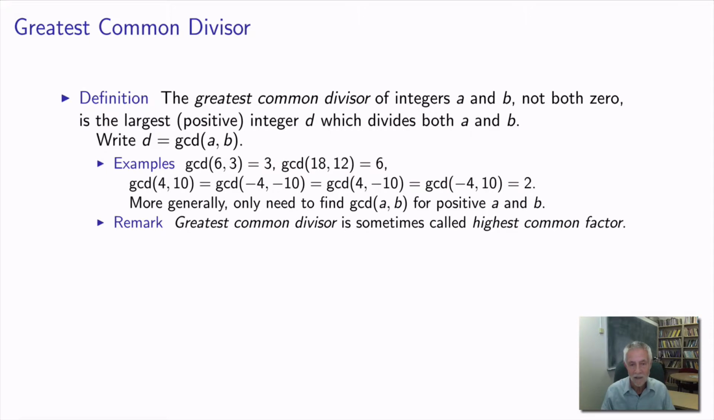Because it's clear that the greatest common divisor of 4 and 10 is 2, and the integer divisors of 4 and of minus 4 are the same, and the integer divisors of 10 and minus 10 are the same. So the general principle is that to find the greatest common divisor of two integers a and b, we really only need to consider the cases where a and b are both positive. And finally, you may elsewhere have seen the greatest common divisor being called the highest common factor.